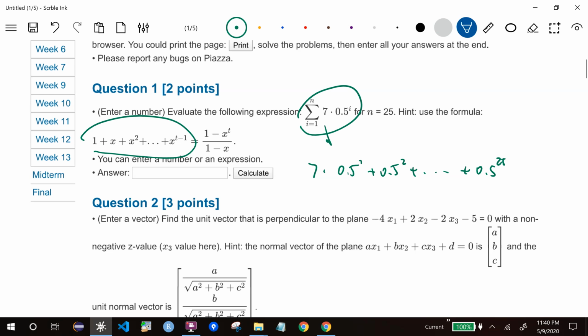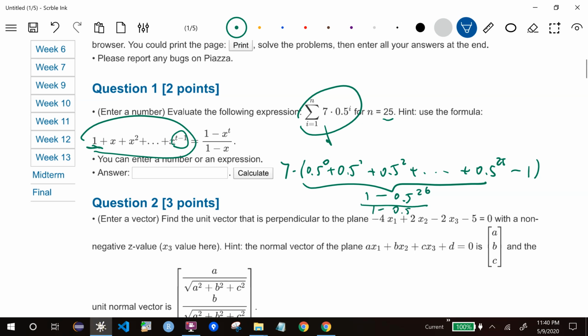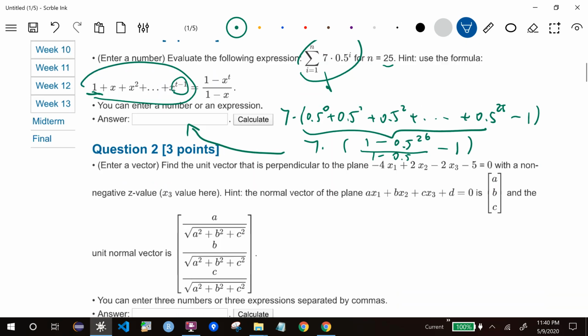You don't need to remember the formula, you just need to know that there exists a formula. And it looks like it, but there is a 1 missing, so let's put the 1 in front. So 1 is 0.5 to the power 0, basically. And we added 1, so we need to subtract 1 at the end to balance it out. So for this part, we know the formula: 1 minus 0.5 to the power 25 is t minus 1, so t is 26, divided by 1 minus 0.5, and then subtract 1, all multiplied by 7. Whatever this is in the answer, you'll be okay.